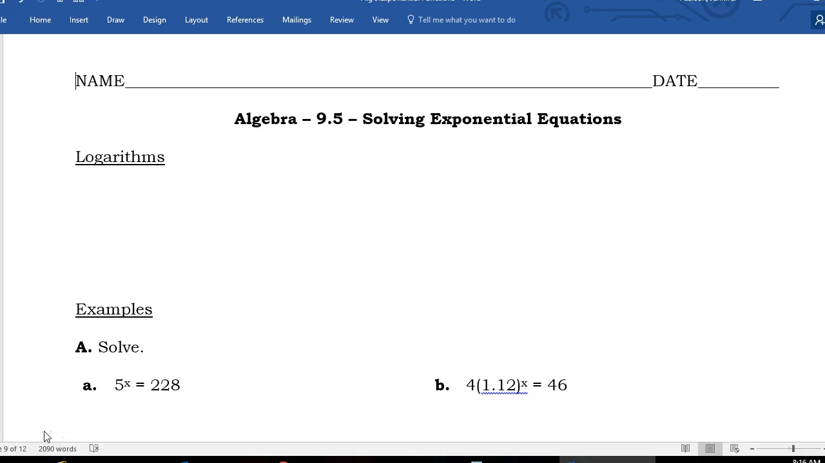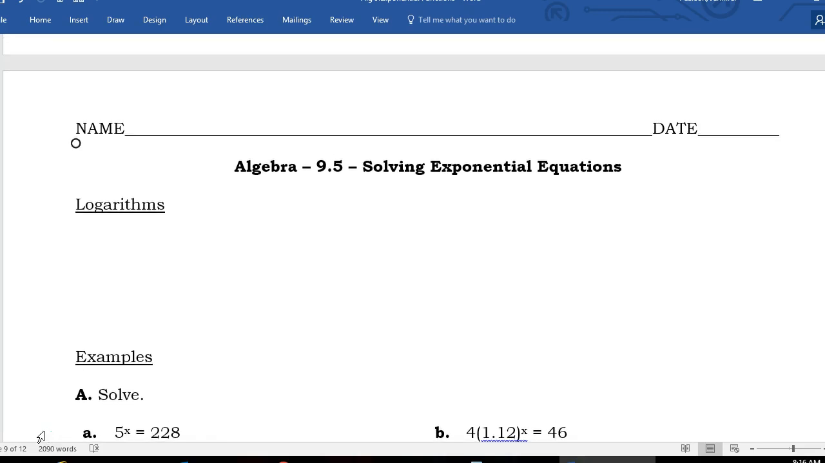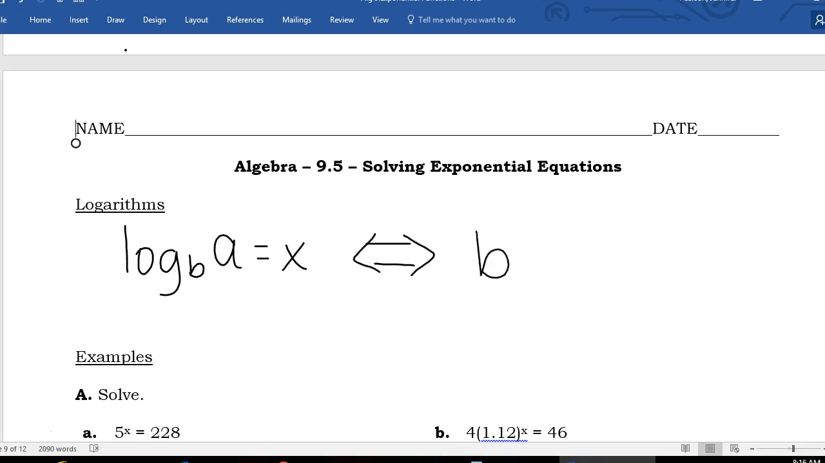But if you want to find that answer without having to do one of those methods, guess and check or recursively, we use what's called a logarithm. And a logarithm is kind of the opposite of a power of x. A logarithm with a base of b of a equals x translates to whatever your base is to the power of x equals your answer.